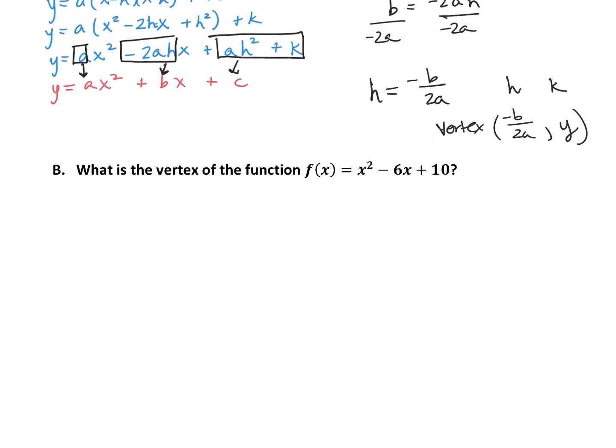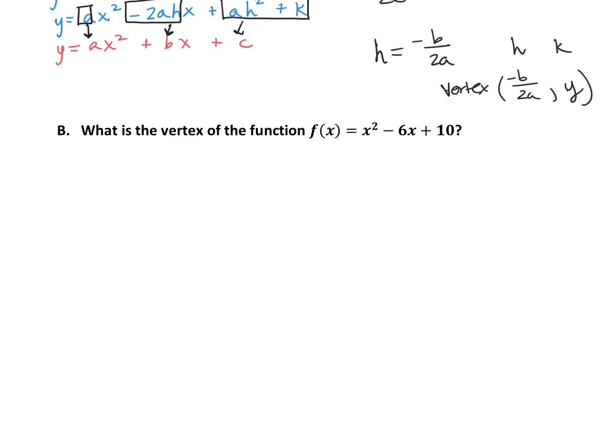Let's actually find the vertex of a function. So here we have standard form, f of x equals x squared minus 6x plus 10. We want to go ahead and identify our a, b, and c values. The a value is the number with the x squared, which is a 1. Our b value is the number in front of the x, which is a negative 6. And our c value is the number on the end, which is a positive 10.